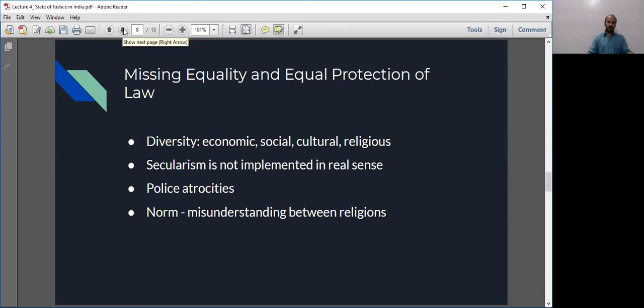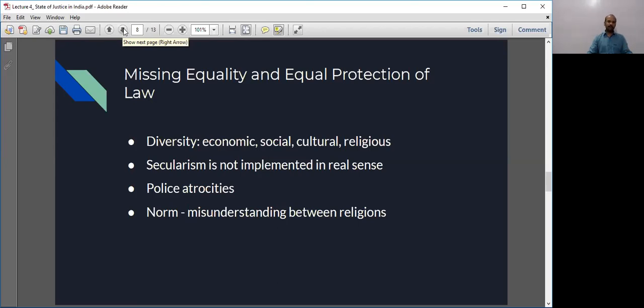Apart from this, recently we have seen that although we talk about secularism, there is a general misunderstanding between religions. There is a misunderstanding between Hindus and Muslims. You do not know why there is misunderstanding, but there it is, and the justice system somehow is failing. When I say justice system, I'm not just talking about the courts, and therefore we had this discussion earlier about distributive justice also. It is not only about religion; it is also about economic status. It is also about the social, cultural, and religious freedom that we have in this country.